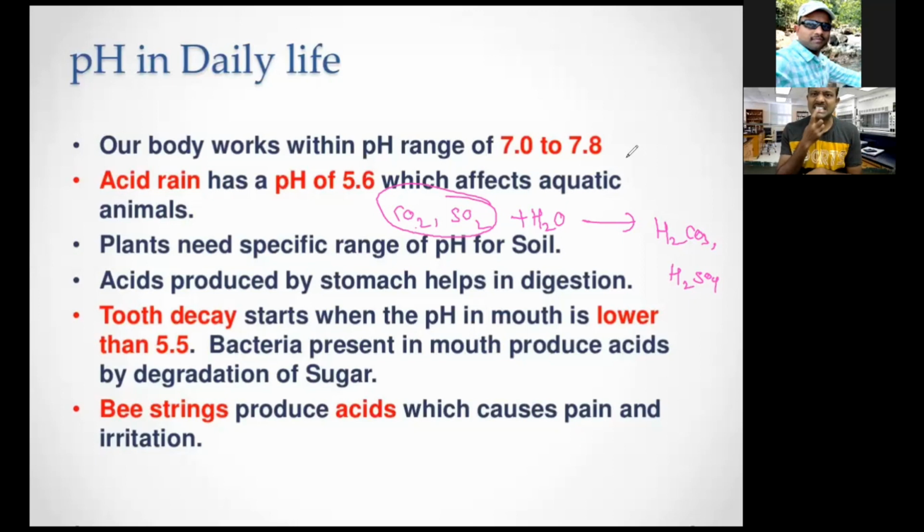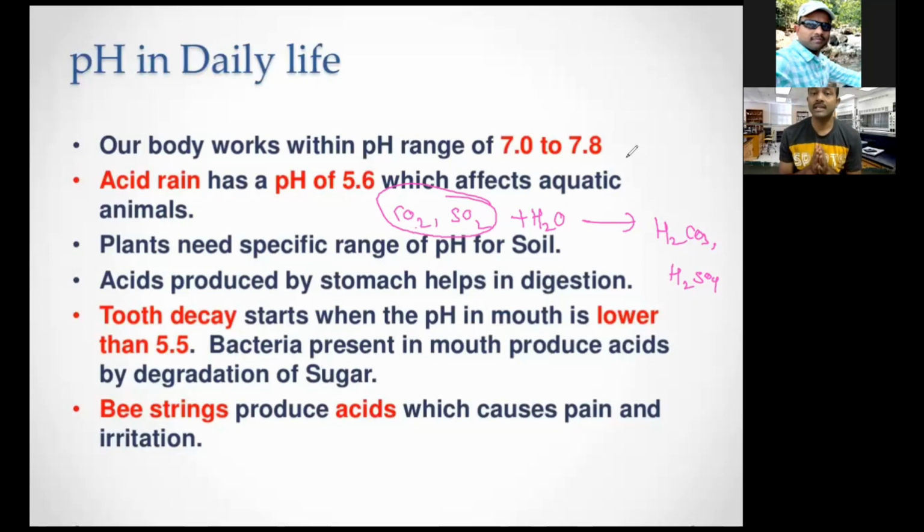Our enamel, this tooth enamel, is made up of a hard substance, that is calcium phosphate. Right? This calcium phosphate, when it reacts with the acidic medium, will get corroded. It will get corroded, right? Then the density of your teeth will decrease, it will be reduced. That we call tooth decay.